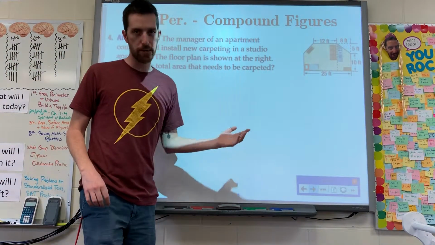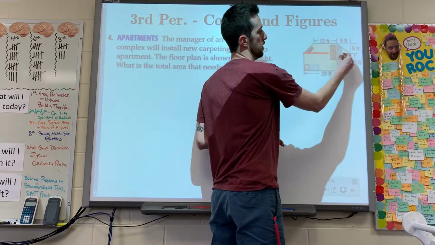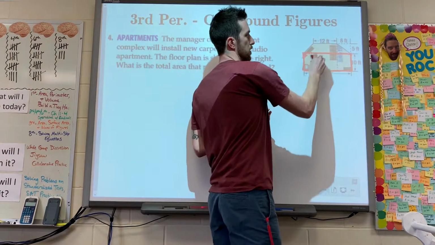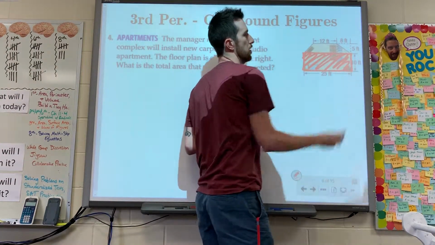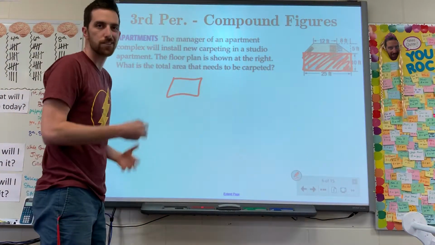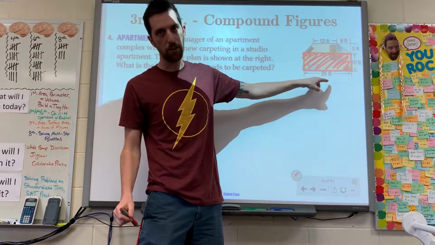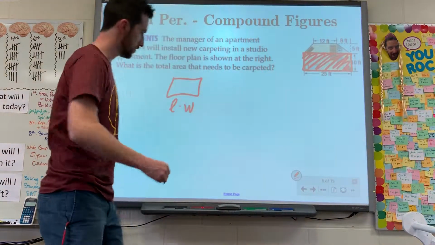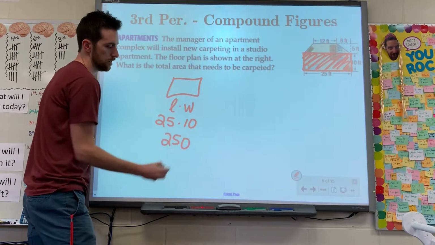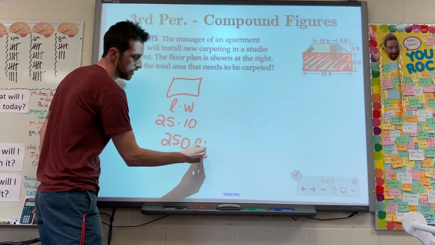So look at the shapes that make up the shape of this apartment. If you look, right there, we've got a rectangle. So the area of that rectangle, area of a rectangle is length times width or base times height, whatever you want to call it, which it says it is 25 feet across and 10 feet tall. So 25 times 10, which is 250. And the units on that are feet. So feet times feet are square feet, or feet squared.